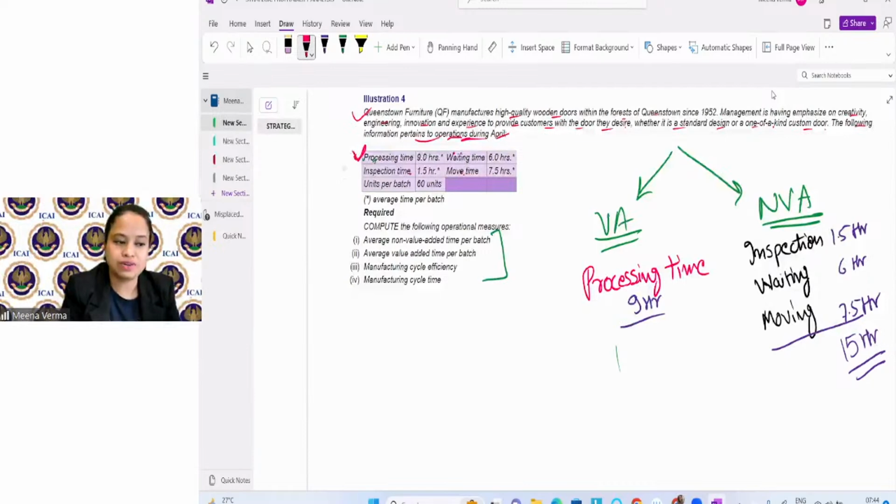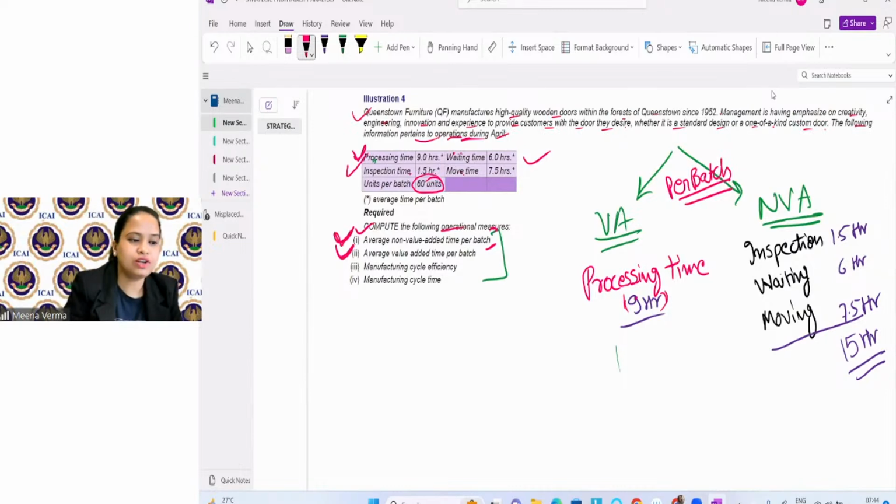The following information pertains to operation during April. Okay, now what do we have here? We have the process time 9 hour and we have inspection, waiting time and moving, all 15 hour. Now the question is to compute the following operational measurements per batch. Per batch, how many units are they producing? 60 units. All the time they have given you is per batch. So per batch process time, value-added activity time is 9 hour. Per batch, non-value-added time is 15 hour.